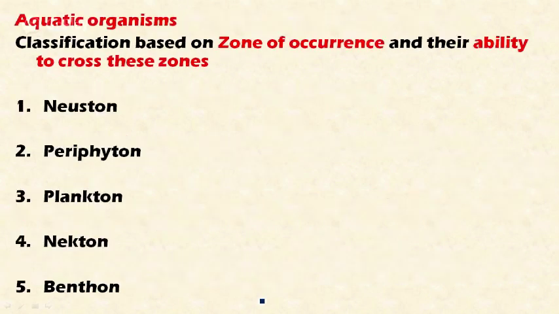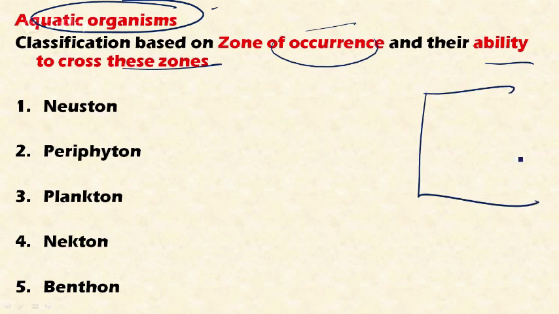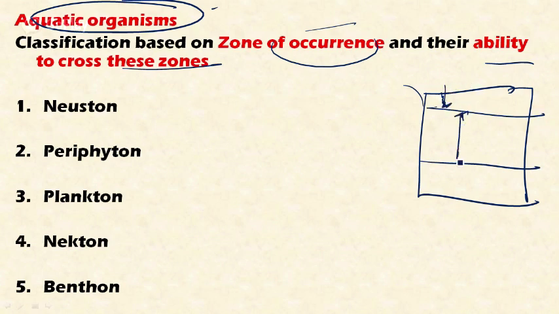Next, let's look at aquatic organisms in the aquatic ecosystem. These organisms can be classified based on their zone of occurrence and their ability to cross these zones. The zone of occurrence means the water body has different zones, like the photic zone, where sunlight penetrates, the aphotic zone, which is devoid of sunlight, and the benthic zone. Certain organisms occur in different zones, and some have the ability to cross these zones.